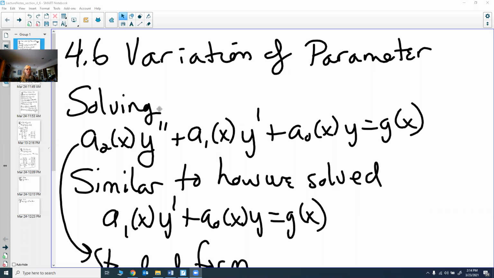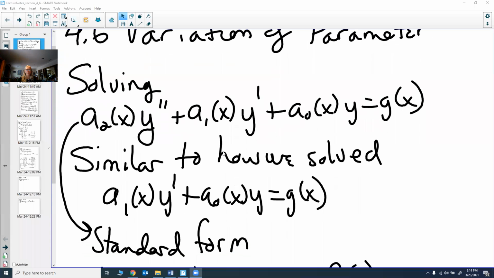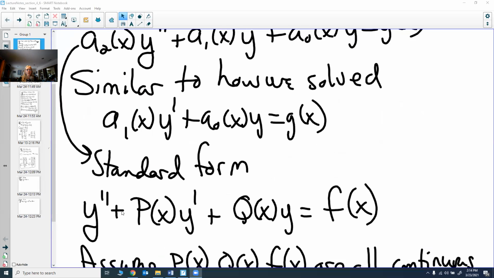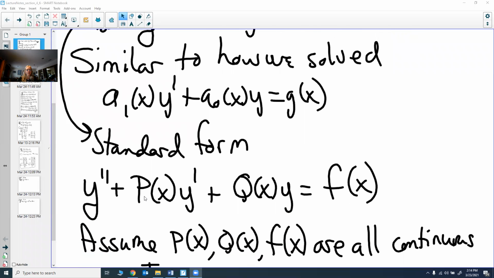We're going to go ahead and look at a second order differential equation. It is a little bit harder to do higher orders, but we'll do the second order one. We're going to solve this similar to how we solved the first order differential equation. Standard form is always going to be y double prime plus p of x y prime plus q of x y equals f of x. In other words, there's a 1 in front of the y double prime. And that was something we did when we solved first order differential equations.